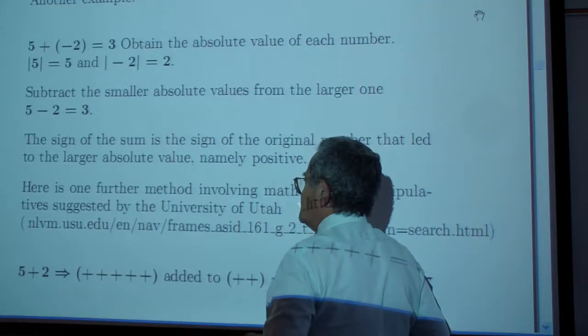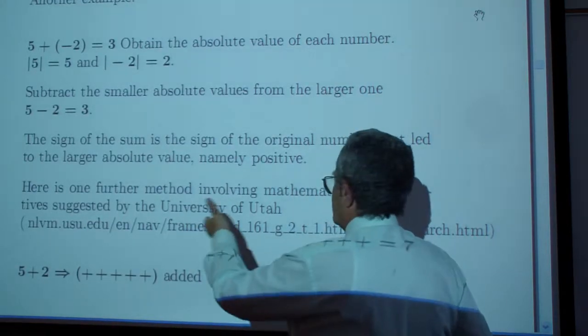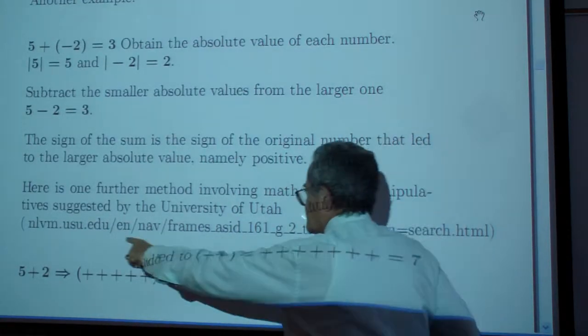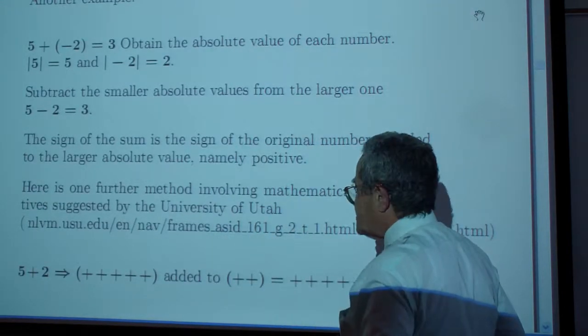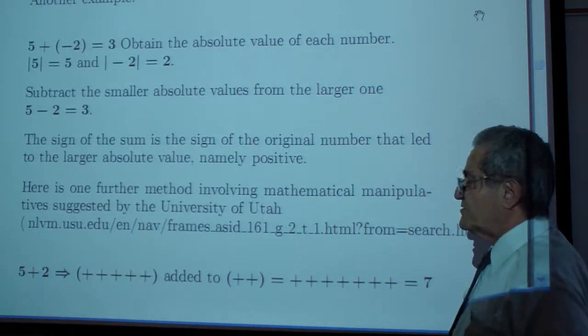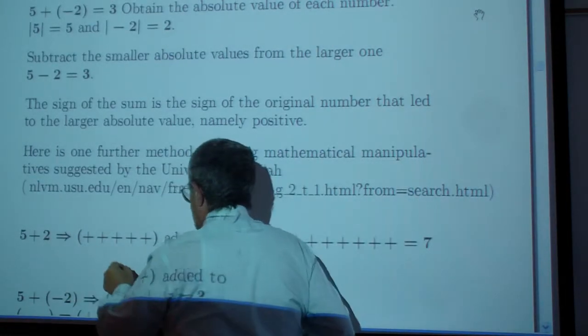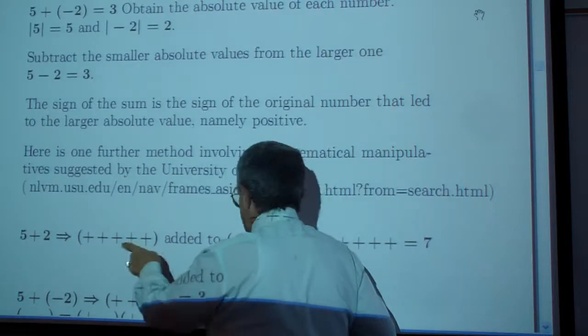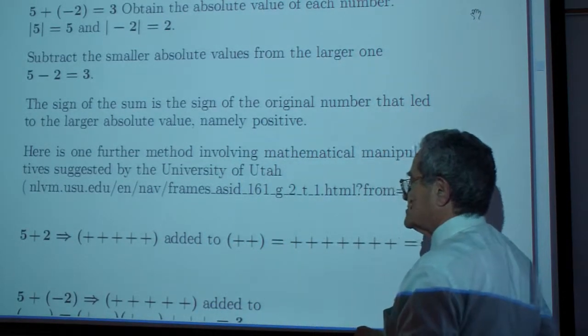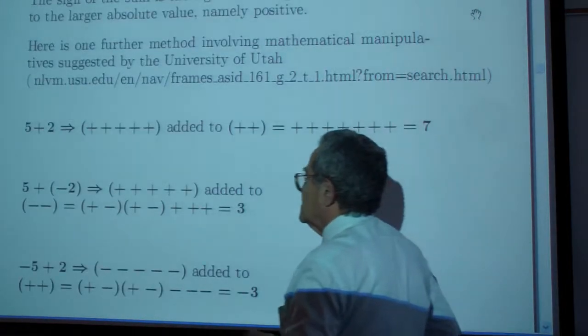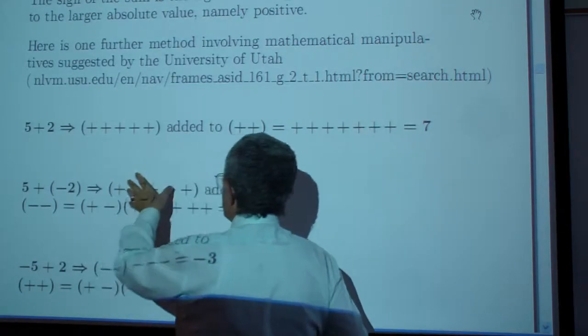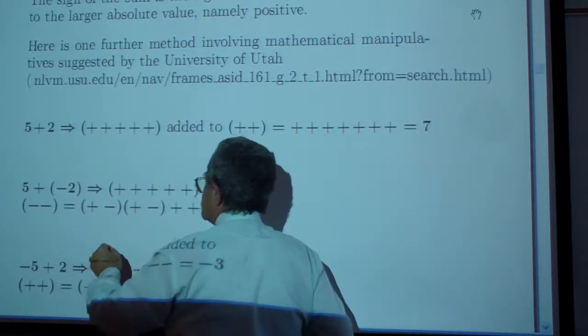Still another method, which is suggested by the University of Utah. You can follow this link here to get the manipulatives. There are many other things on that particular link. You have 5 plus signs, you add 2 plus signs, you count, you have 7 plus signs. You have 5 plus -2: 5 plus signs, 2 negative signs.